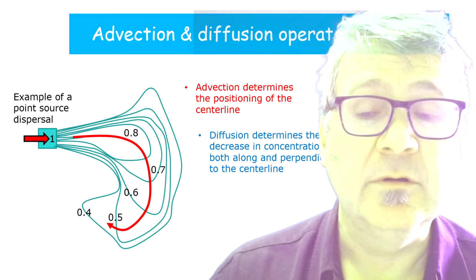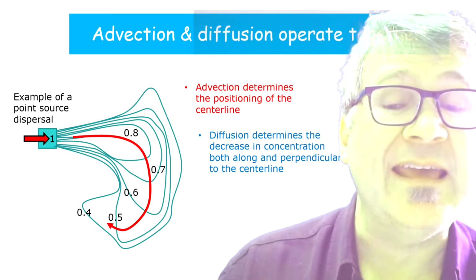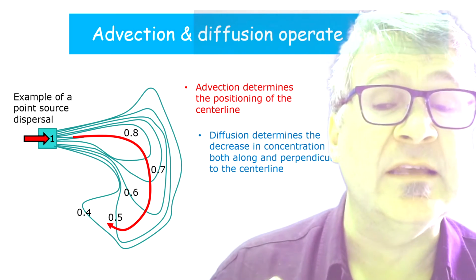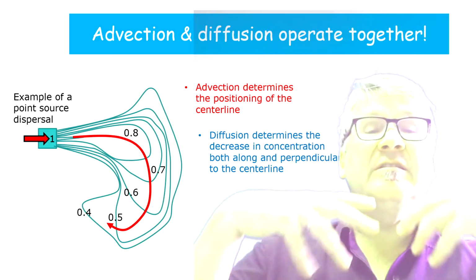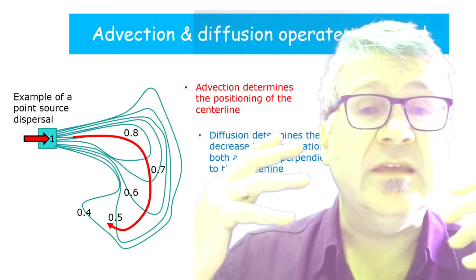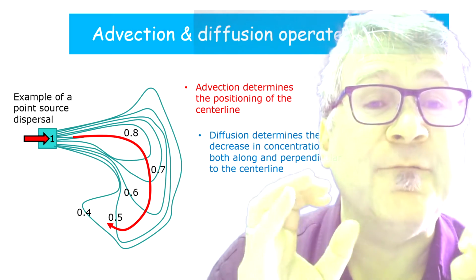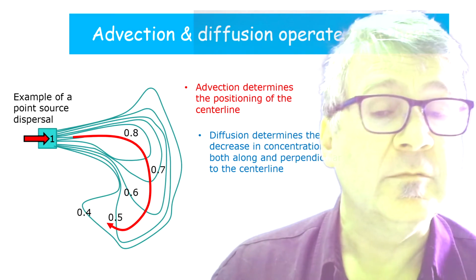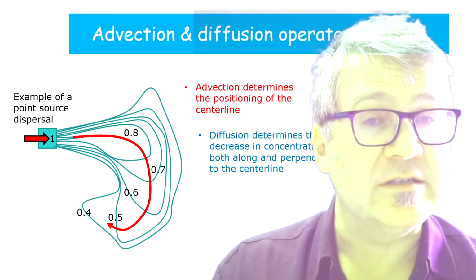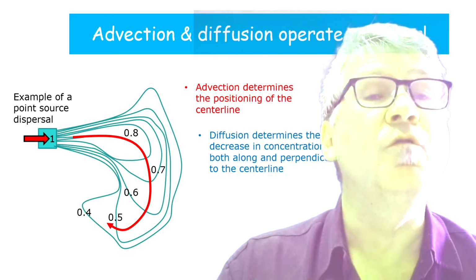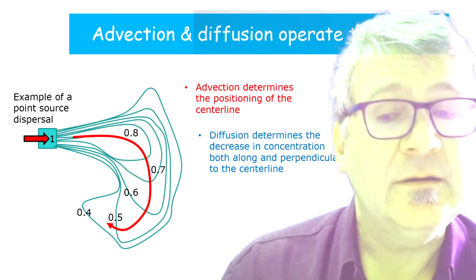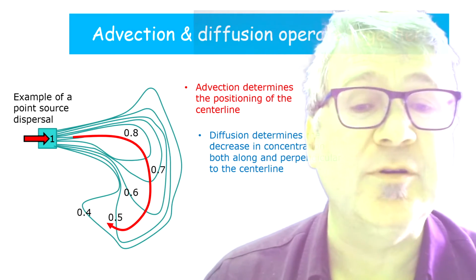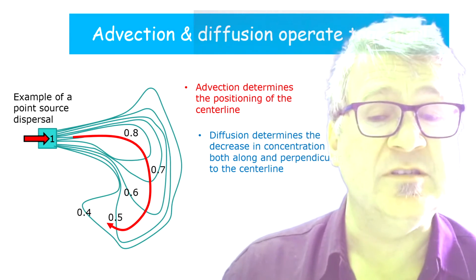to it. So you can create a center line, this red line, and this red line actually tells you the direction of the advective component. This is what the advection does. The advection moves the center line along its specific shape. So this is the positioning.